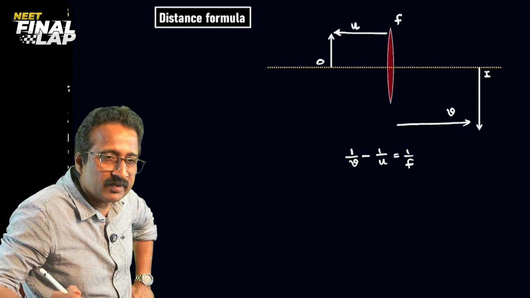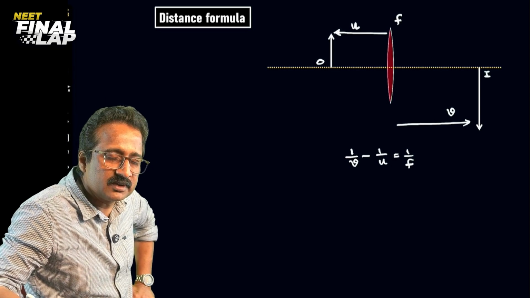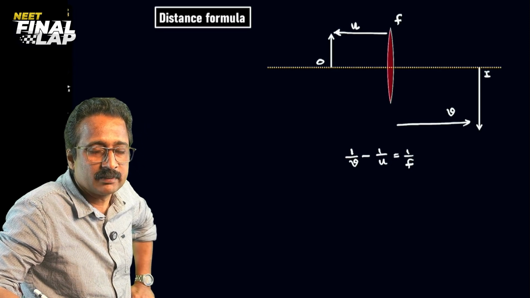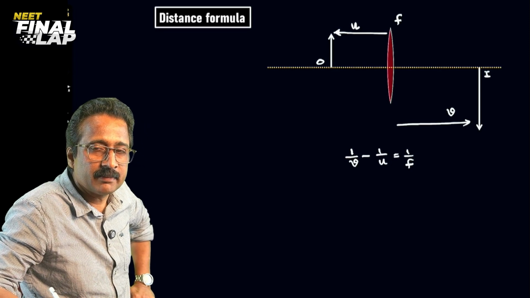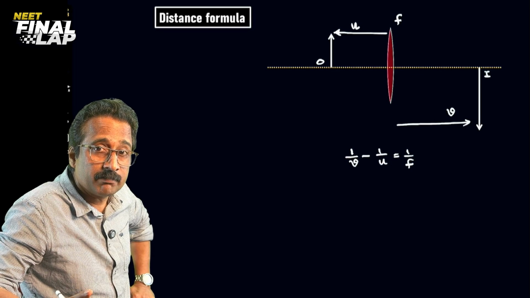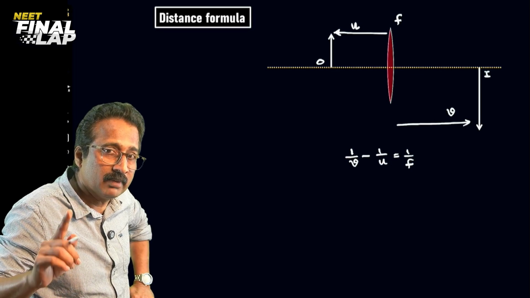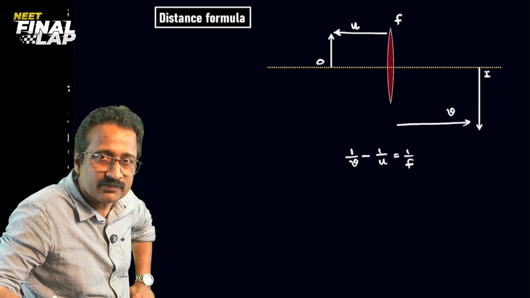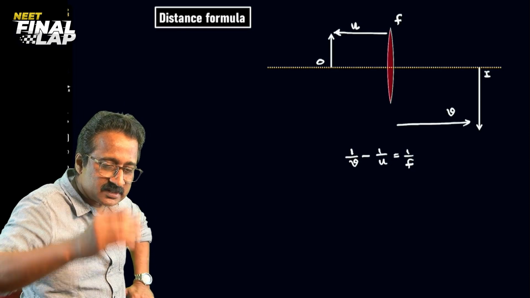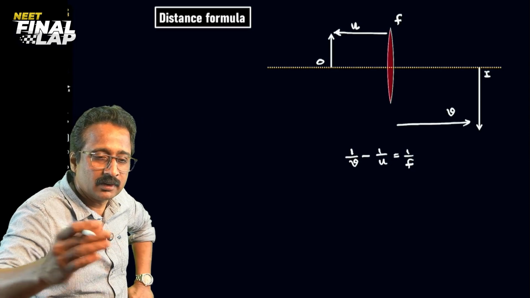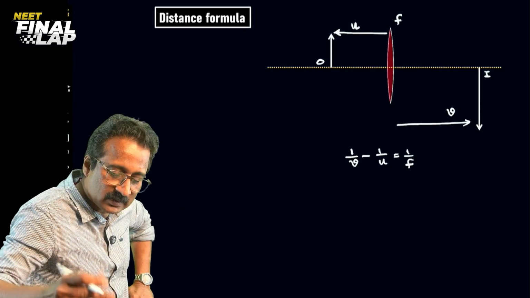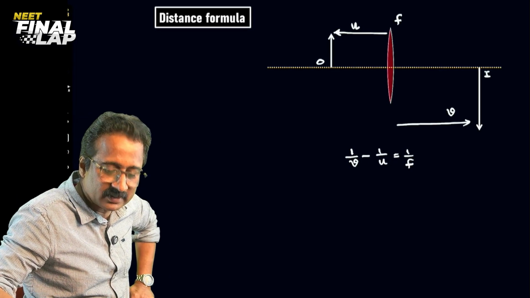Be it convex, concave, whatever be the nature of the lens, the equation is 1 by V minus 1 by U is 1 by F. In this context, I'm reminding you that it was 1 by V plus 1 by U equal to 1 by F for mirrors. But for lenses, it is 1 by V minus 1 by U equal to 1 by F. Don't mix this up. Mirror equations and lens equations should be learned separately as two lists in this chapter. This equation can be used to find out the distance.